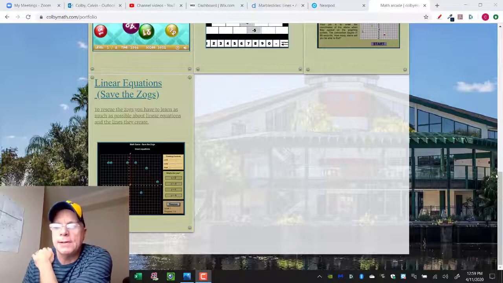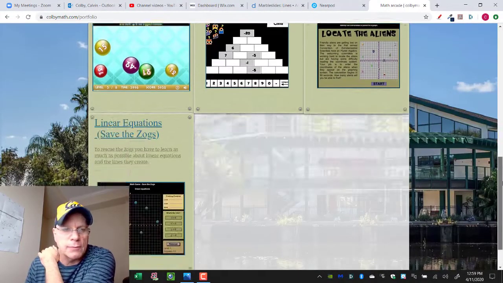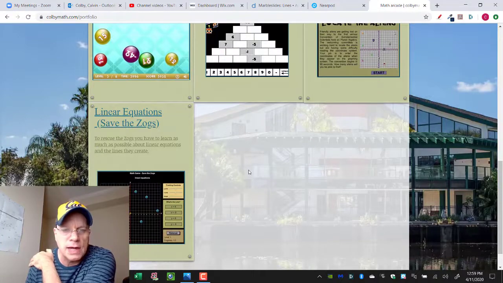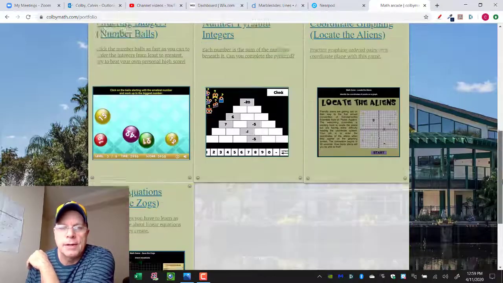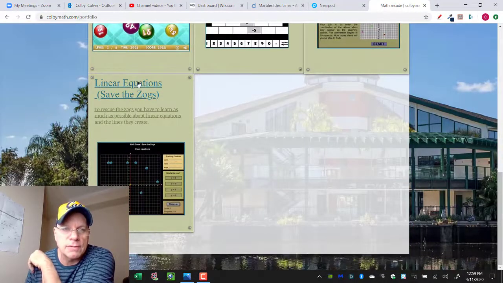Okay, so here's my idea for this lesson. I'd like you to play this game. We typically play this in class and discuss it as we're playing, but I think we can do it this way. If you go to colbymath.com, click on the Math Arcade, scroll down until you see Save the Zogs.